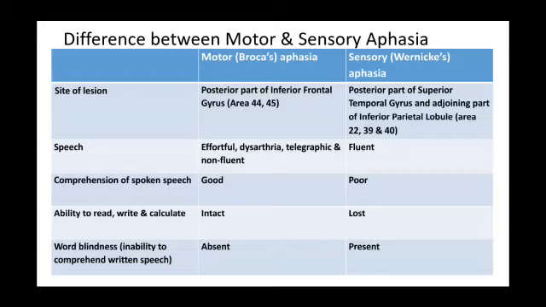In Broca's aphasia, speech will be effortful, dysarthric, telegraphic and non-fluent. Whereas in sensory aphasia, it will be fluent. In motor aphasia, comprehension of spoken speech is good, whereas in sensory aphasia, it is poor. In motor aphasia, the ability to read, write and calculate is intact, whereas in sensory aphasia, the ability to read, write and calculate will be lost. In motor aphasia, word blindness is absent. In sensory aphasia, word blindness will be present.